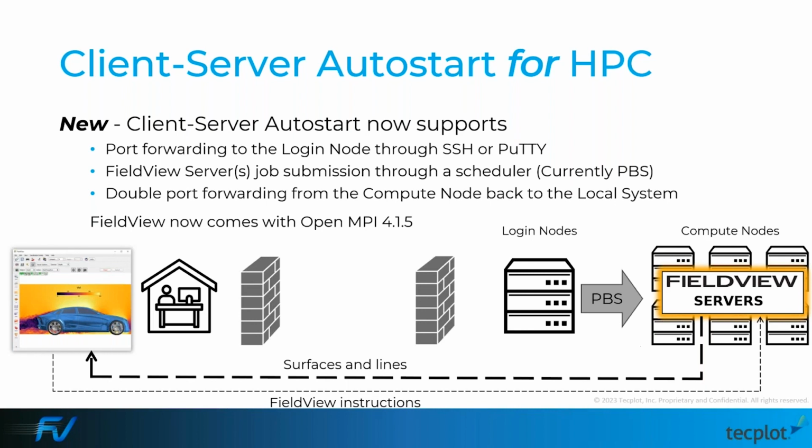Before I do that, one additional thing that I want to mention: we took advantage of this work and extensive testing of client server and parallel to also upgrade the version of OpenMPI that is distributed with FieldView. So we went up to OpenMPI 4.1.5, and this is going to ensure much better compatibility with your HPC environment, especially the interconnect that is used for the connection between the compute nodes. And so it ensures better portability for FieldView parallel on modern HPC systems.